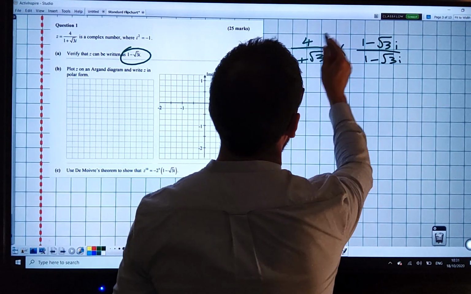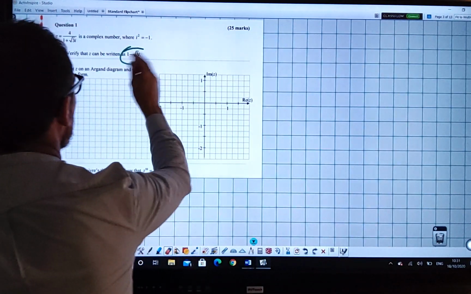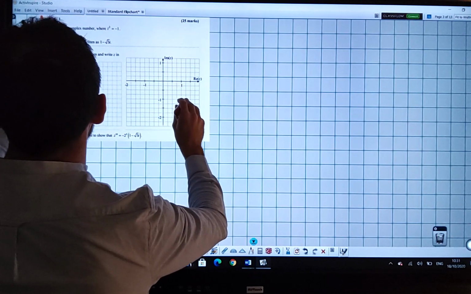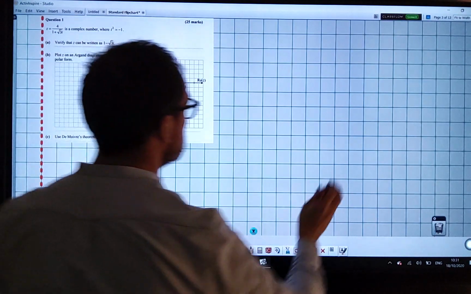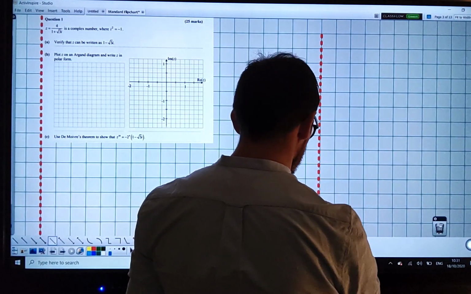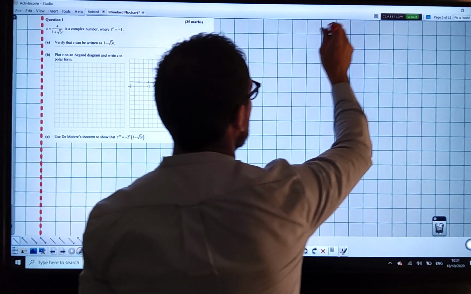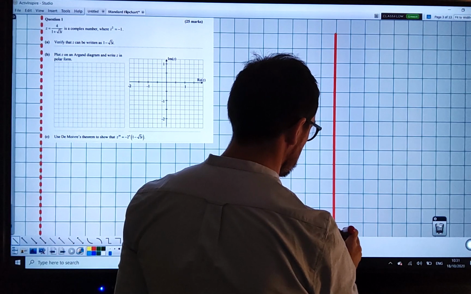Okay, so we've got 1 minus root 3i. So to plot that on a diagram, right, 1 minus root 3i. Again, this is no harm because it shows you what quadrant it is. Sometimes it won't be given as straightforwardly as this. Okay.